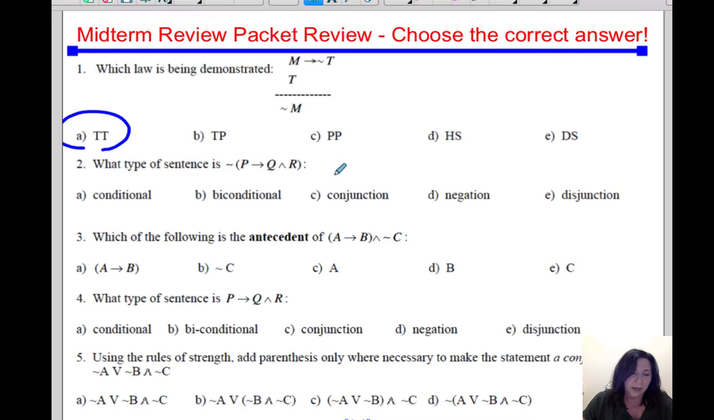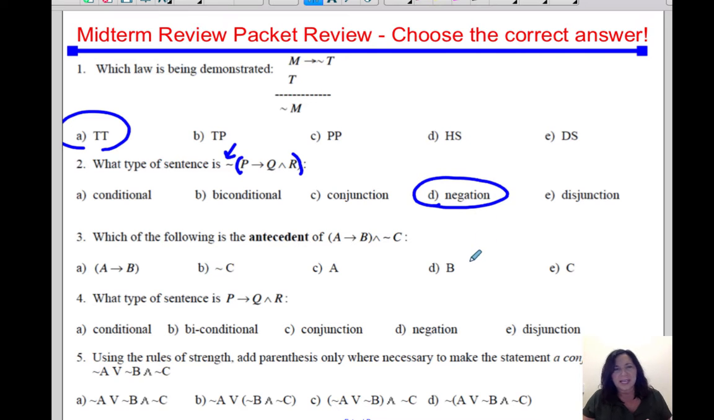So the next one is what type of sentence is this right here? Even though it does have a conditional in it, that conditional is inside these parentheses. Likewise, your conjunction is also inside. But because whatever is outside of these parentheses is your major strength, that's your connective that has the strength, this is going to be a negation because the negation is outside.